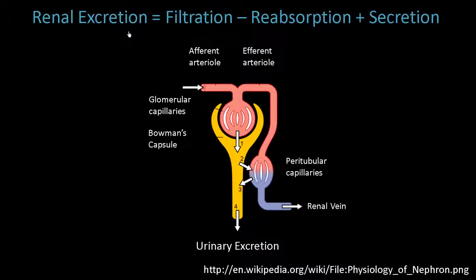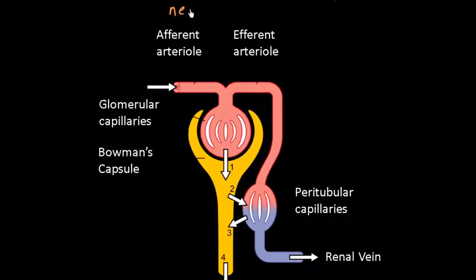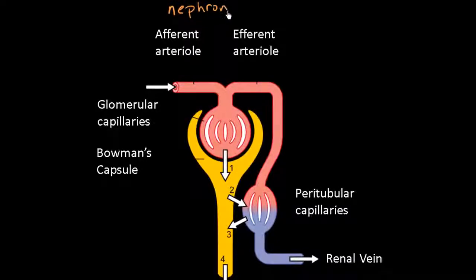So renal excretion is the sum of the drug that is filtered minus the drug that is reabsorbed plus the drug that is secreted at the level of the nephron. This here is the nephron. The nephron, I'm going to write it out here, is the functional unit of the kidney. So let's relate renal physiology to pharmacology.